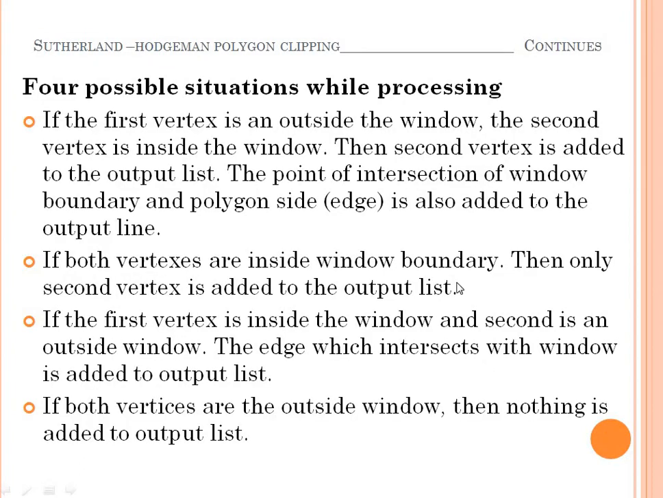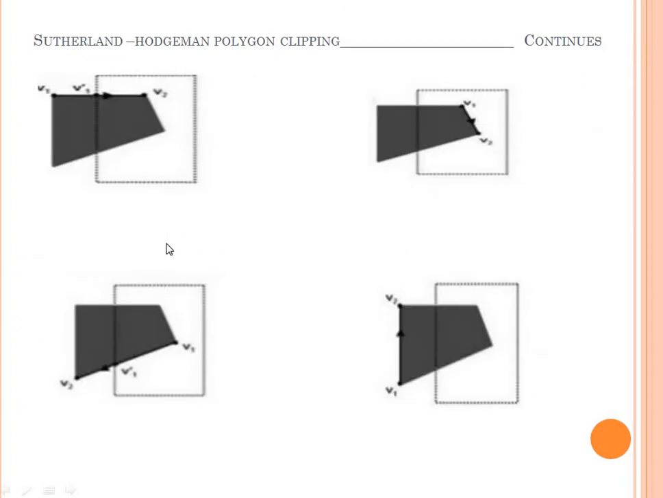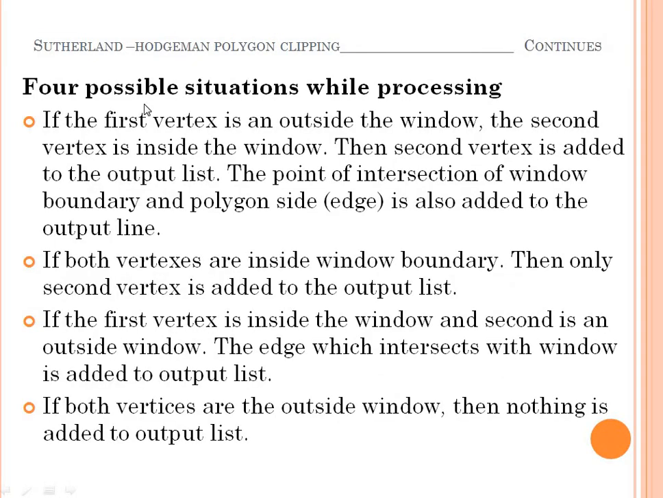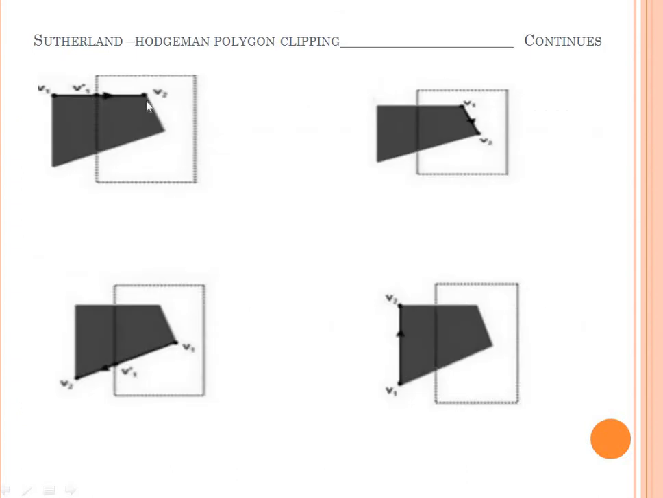The first case: if the first vertex is outside the window and the second vertex is inside the window, then the second vertex is added to the output list. The point of intersection of the window boundary and the polygon side is also added to the output list. Here the first vertex is outside of the clipping window and the second vertex is inside of the clipping window.